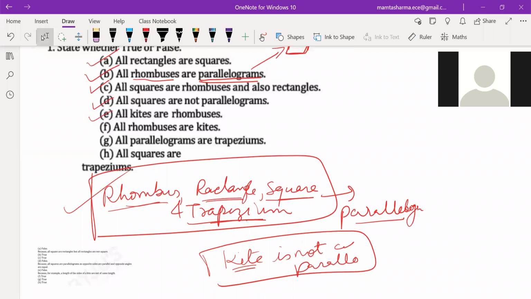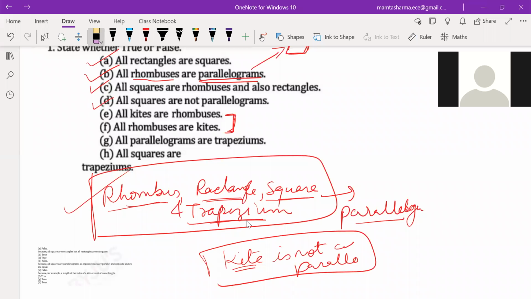All rhombus are kite? No. Is E true or F true? From both of them, only one will be true. Both are true. All kites are rhombus. F is false. No. Who can tell?